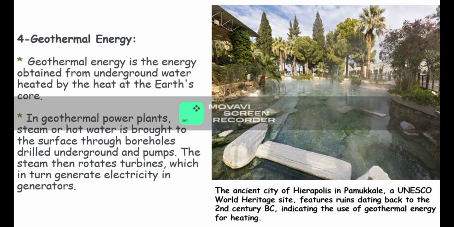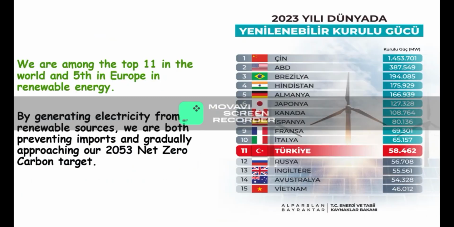Geothermal energy is the energy obtained from underground water heated by the heat at the Earth's core. In geothermal power plants, steam or hot water is brought to the surface through boreholes drilled underground and pumps. The steam then rotates turbines, which in turn generate electricity in generators. At the left side, we can see an image, and let's see its description. The ancient city of Hierapolis in Pamukkale, a UNESCO World Heritage Site, features ruins dating back to the 2nd century BC, indicating the use of geothermal energy for heating.